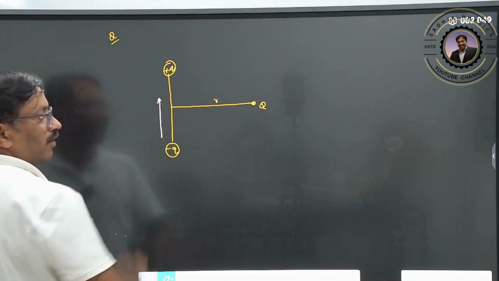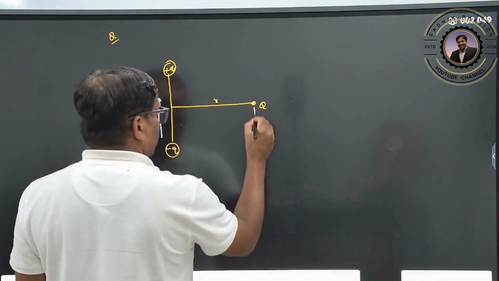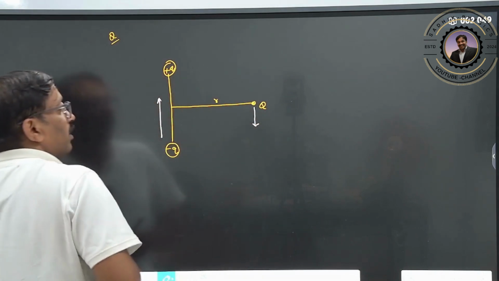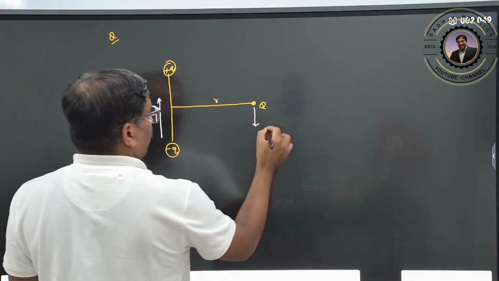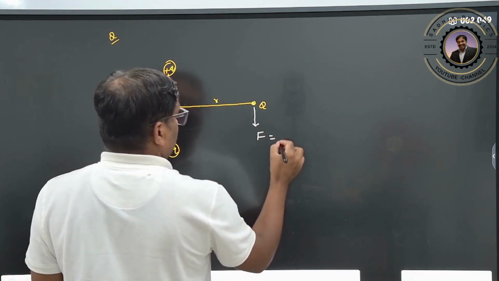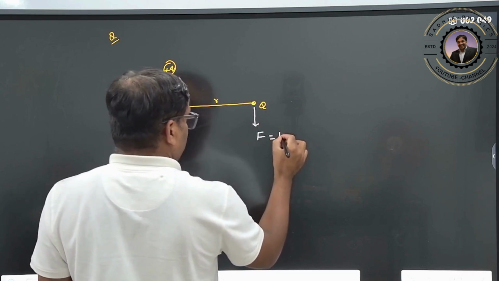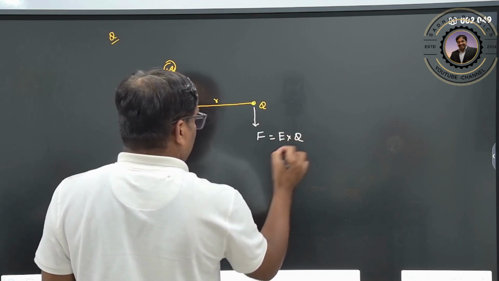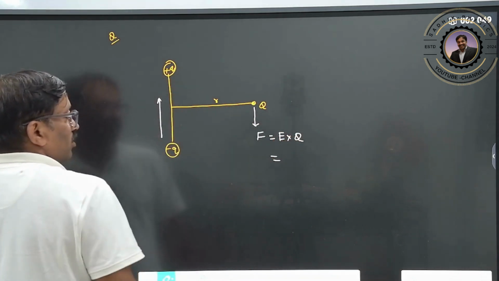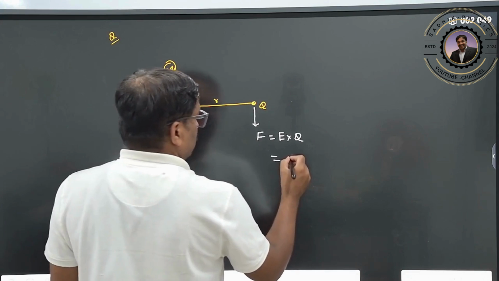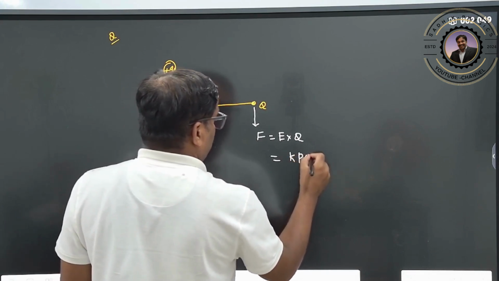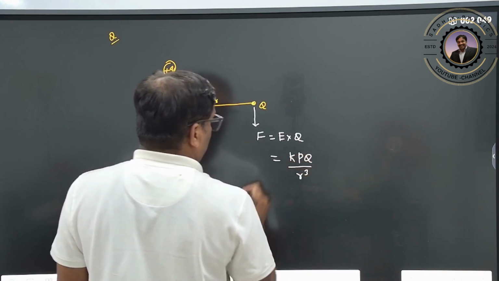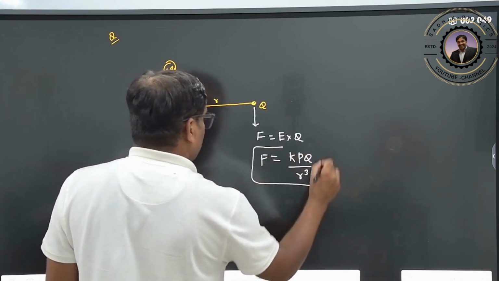What will be the electric field along the equatorial line now? The electric field is in this direction, clear. So the force acting on this charge is how much? Electric field into q, correct. The electric field due to this dipole is how much? k into p by r cube, so the force is k into p into q by r cube. This is the force acting on the charge.